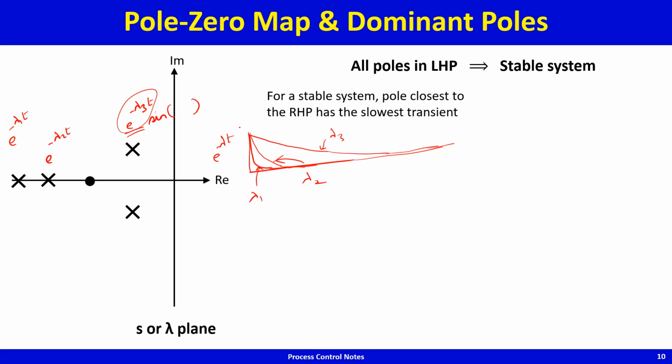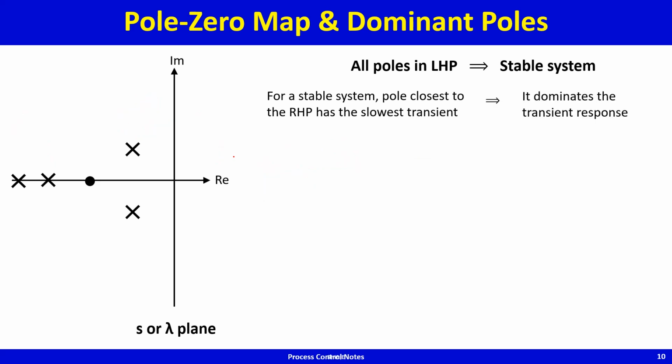Okay, so you can see that these transients die out quickly, so the overall response is governed or approximately dictated by those poles that are closest to the right half plane. So that's what is stated here. For a stable system, the pole closest to the right half plane has the slowest transient, and in terms of closeness, this is a complex conjugate pair, these are the closest. Therefore it dominates the transient response.